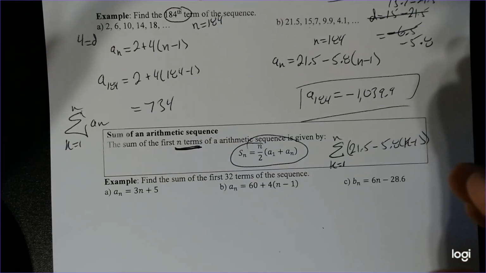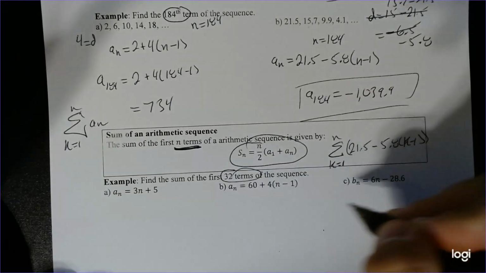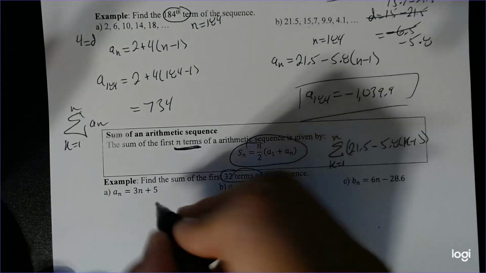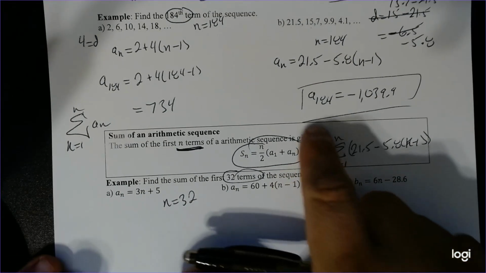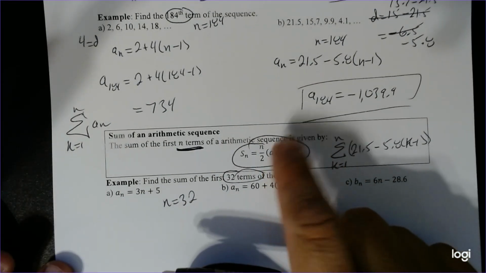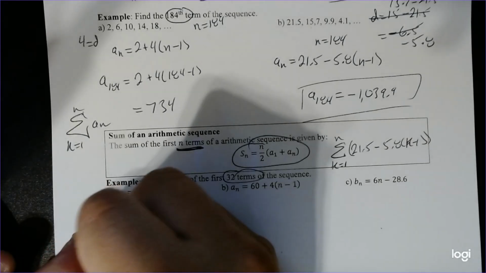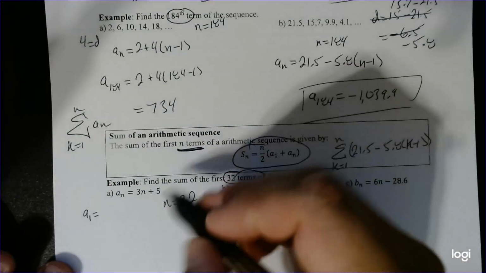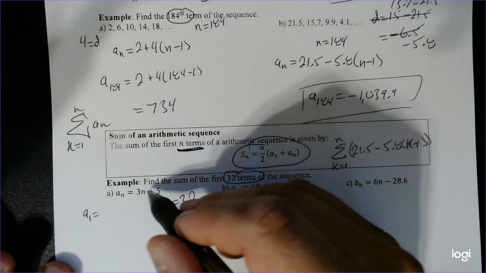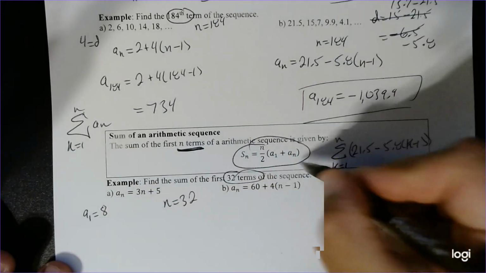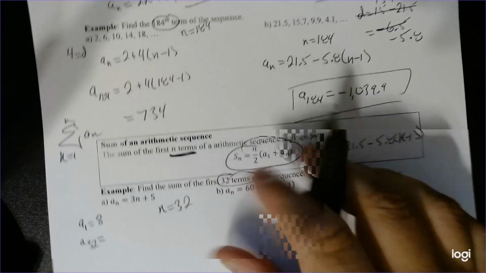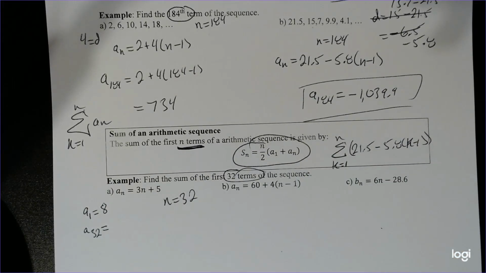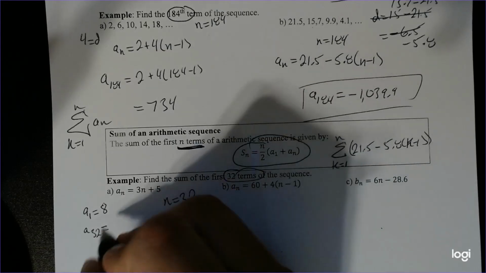So find the sum of the first 32 terms. That means in all these cases, n is going to equal 32. Now, before we get to this equation, we need a couple things. We know a sub 1, well, we have to find it. So plug in 1 for n, that gives us 3 plus 5, which is 8. I also need a sub n, in other words, a sub 32. That's just plugging in n equaling 32 and seeing what we get out. So 101.